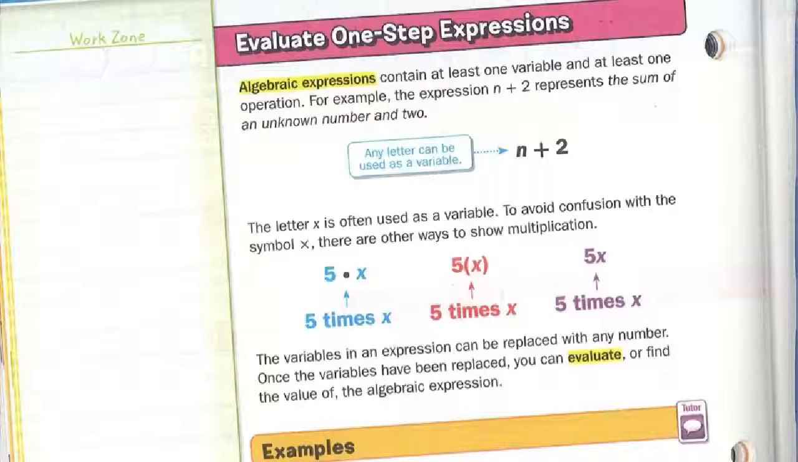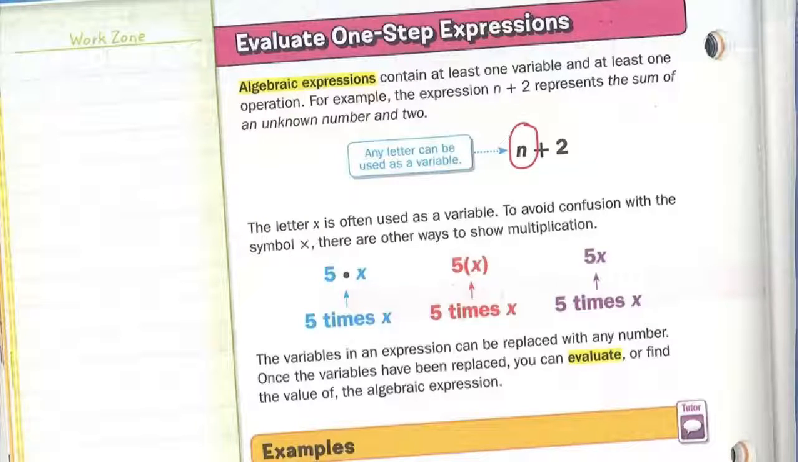Algebraic expressions contain at least one variable. I think we've already talked about this year, so we're pretty familiar with a variable. In this case, the n would be the variable. A variable is a letter that represents something that is unknown. So it contains at least one variable and one operation. By operation, of course, we mean adding, subtracting, multiplying, dividing, etc.